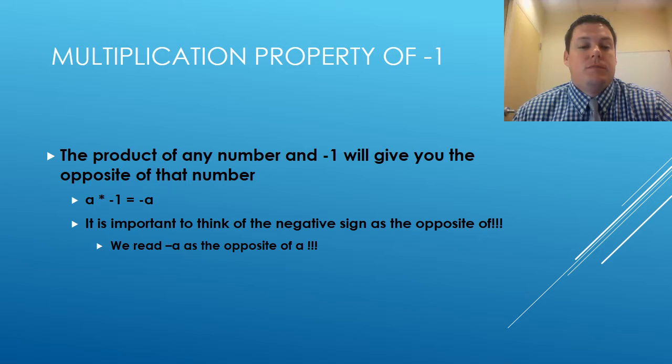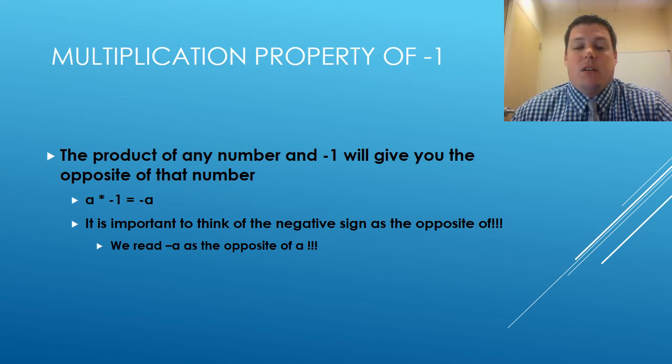Pretty straightforward. The second property today is the multiplication property of -1. This tells us that the product of any number and -1 will give you the opposite of that number. Notice I said opposite and not the negative of that number, because you don't want to use the word negative if that number happens to be negative. In this example, if A represented -1 and you had -1 times -1, you wouldn't say that it equals -1. You would say that it equals the opposite of -1, or 1.